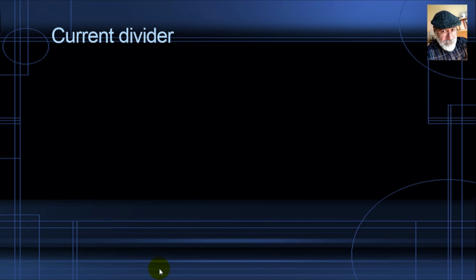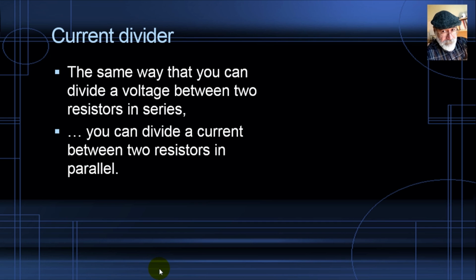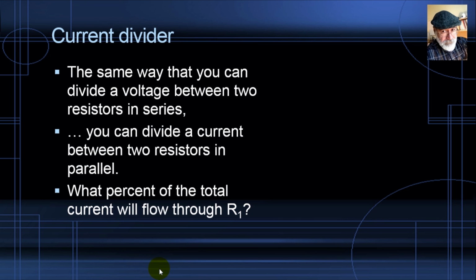Enough of that. Let's work now with the mirror of the voltage divider, the current divider. In this case, the same way that you can divide a voltage between two resistors in series, you can divide a current between two resistors in parallel. And the question is, what percent of the total current will flow through R1? R1 who? This R1. That current I1 is a percent of the total current I. Yes. What percent is that current I1 of I?